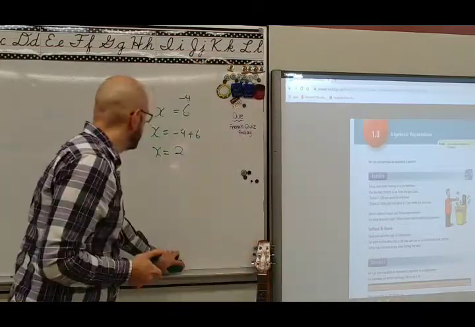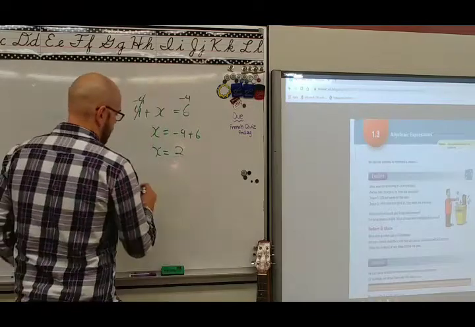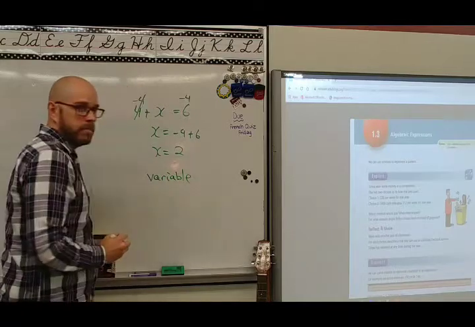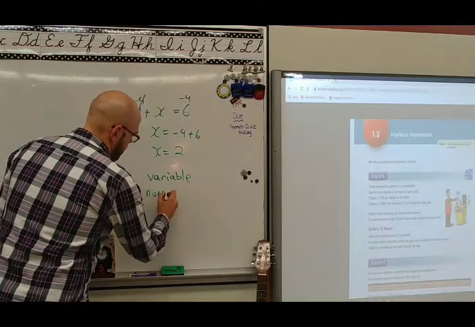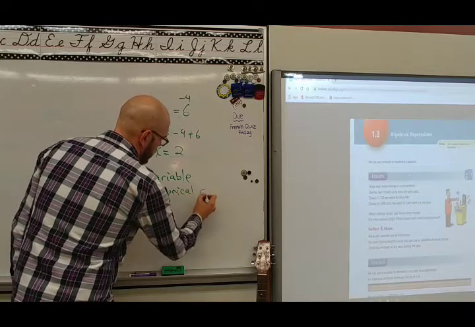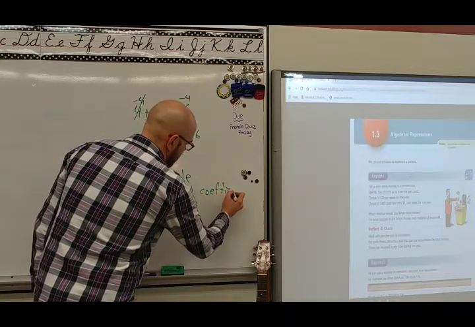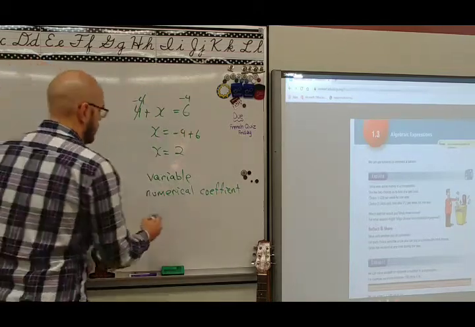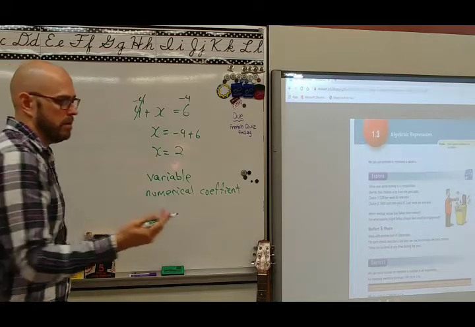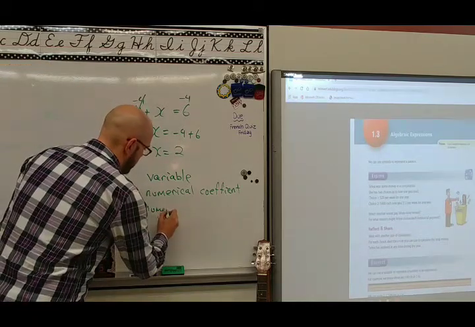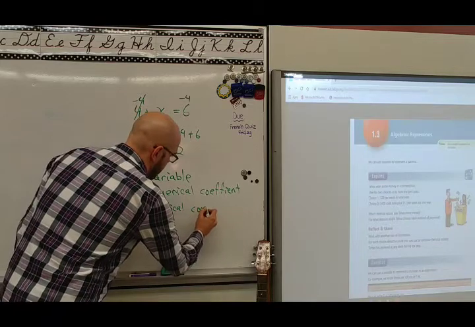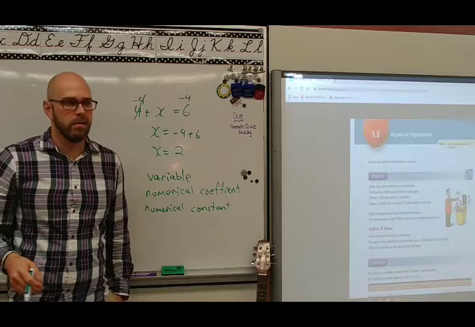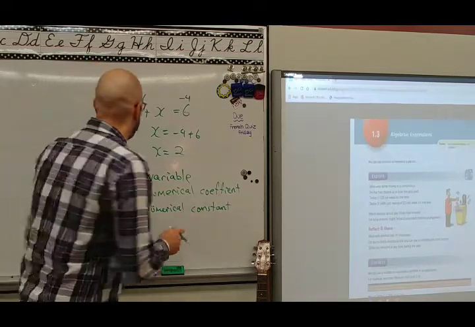There's a few terms, though, that are going to come up. Those terms are variable, numerical, coefficient. What's the third one? Oh, and then just the number, which is the numerical constant. These look like big scientific terms, don't they? Yes. Yeah, okay. Well, let's simplify this just a little bit.